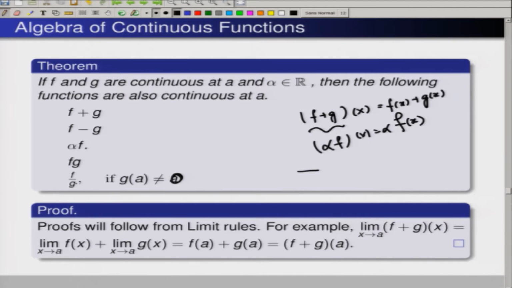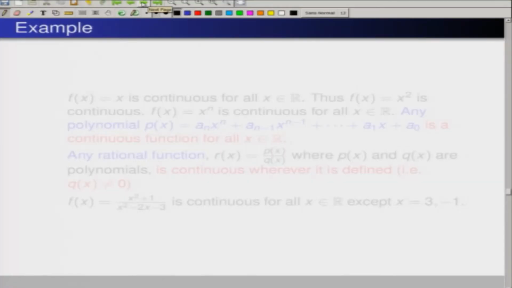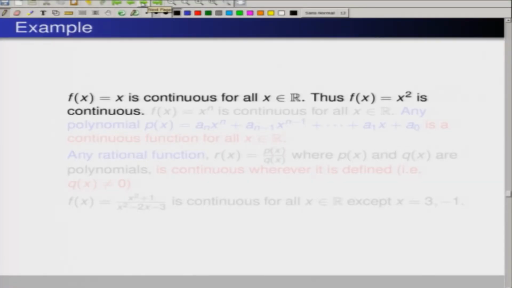So, now if f and g are continuous functions at a, then f g and f plus g are continuous functions at a. Now, f of x equal to x is a continuous function for all x in R, that is very simple, limit as x goes to a equals a. So, x into x is also a continuous function, therefore f of x equal to x square is a continuous function. In a similar way I can say that f of x equal to x to the power n is also a continuous function for all x in R.